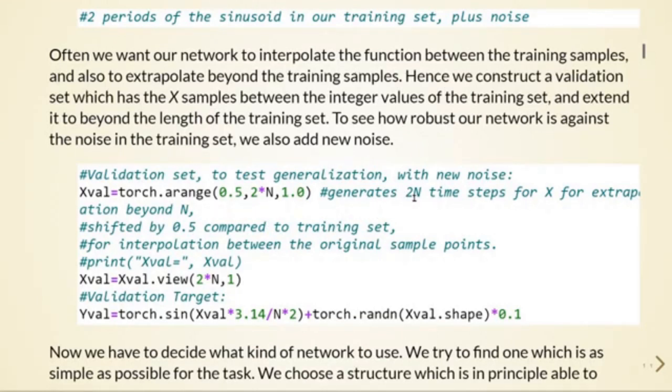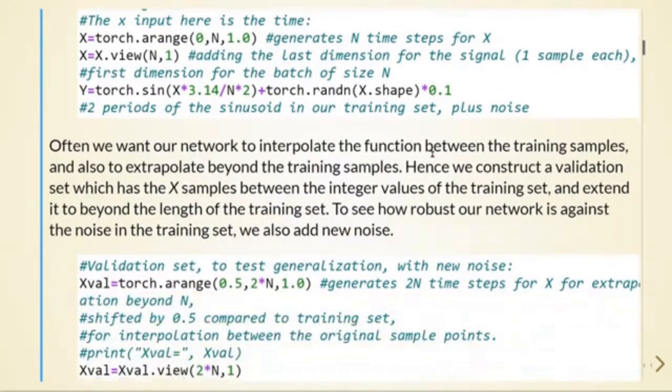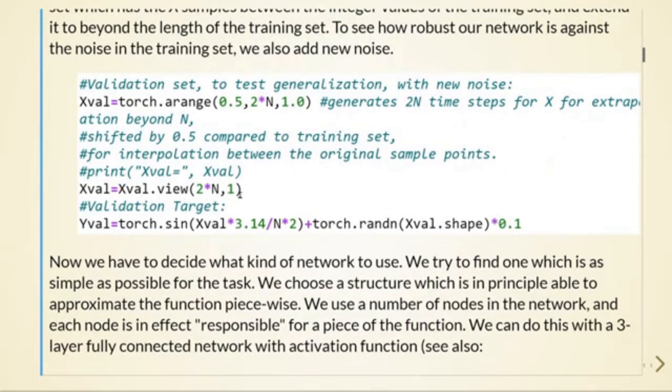We're generating now 2 times capital N time steps for x, for extrapolating beyond N. So we have a signal that is 2 times longer than what we are going to train our network with. And we are reshaping again, and pay attention that now this is shifted by 0.5 compared to the training set for interpolation between the original sample points. And we are reshaping here, and now we have our validation target.